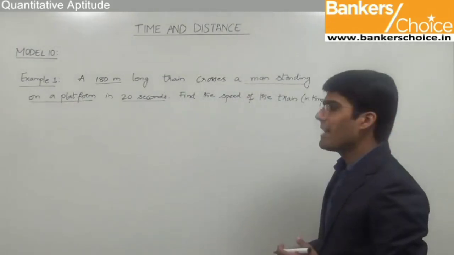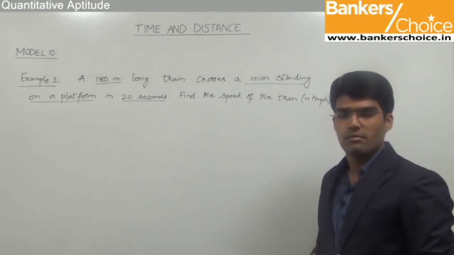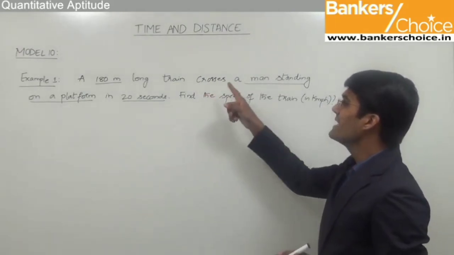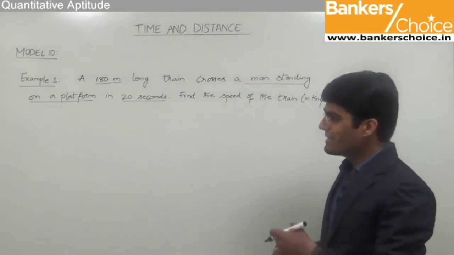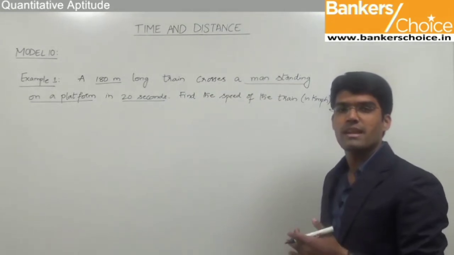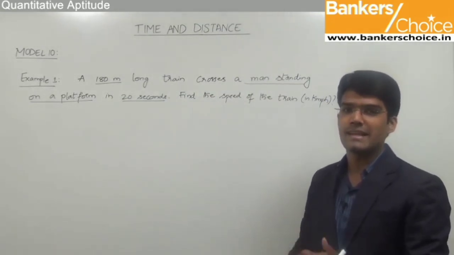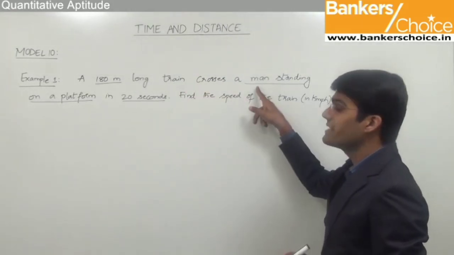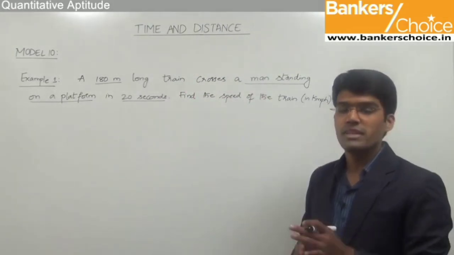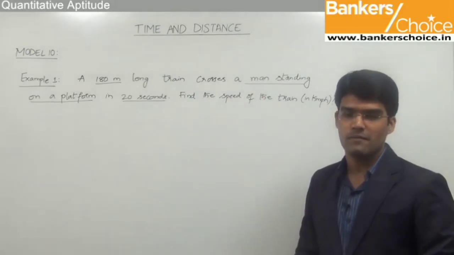So the confusion they have is, where is the length of the platform? Remember, the train is crossing a man. It doesn't matter where the man is standing. He may be standing on the platform, or on some other train, or sitting inside some other train. In all the cases, the point is that the train is crossing a man but not the platform. So we need not worry about the length of the platform here.